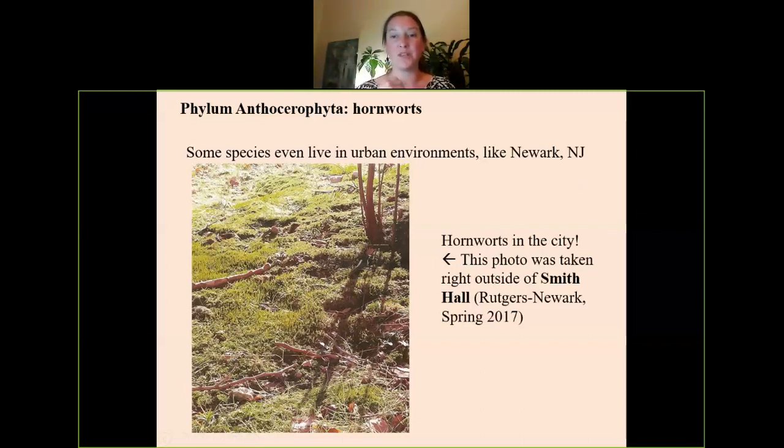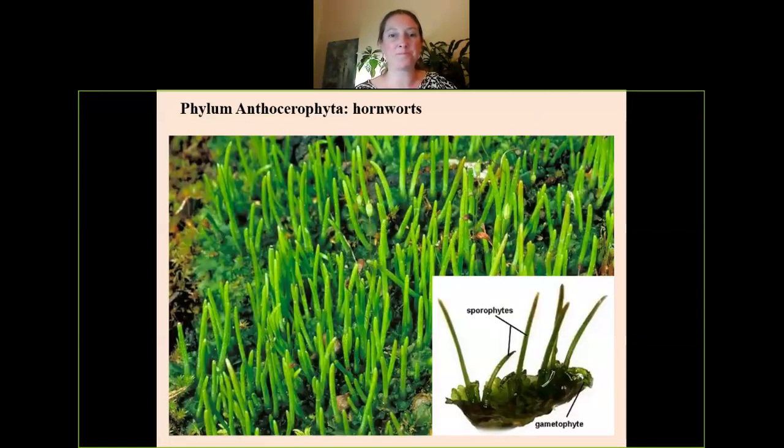So this picture was actually taken in 2017 right outside of Smith Hall. At the time I had a foot injury, so I couldn't get any closer than this because I would have had to climb over a wall. But all of these spikies, I don't know if you could even see it, but there's a bunch of spikies coming out of here. Spike, spike, spike, spike. Those are the horns of the hornworts. And it was my first time ever seeing them. And what do you know, right on campus in Newark. So I was pretty excited. All right.